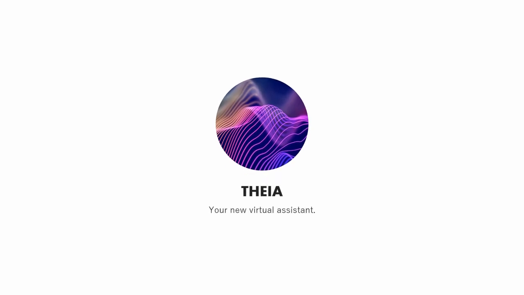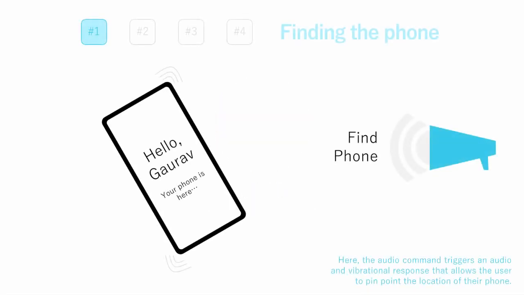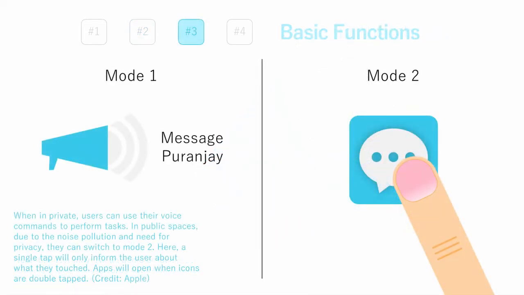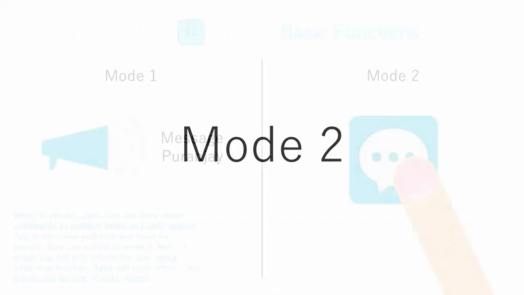At this point, I would like to introduce you to someone. Meet Thea. Hello, I am Thea, your new virtual assistant. Hey Thea, where's my phone? Hello, Gaurav, your phone is here. Unlock phone. Unlocking phone now. Okay Thea, message Puranjay. Messaging Puranjay. What should the messages be?